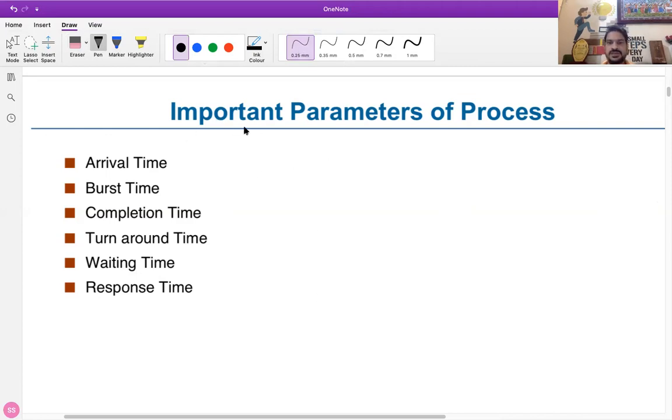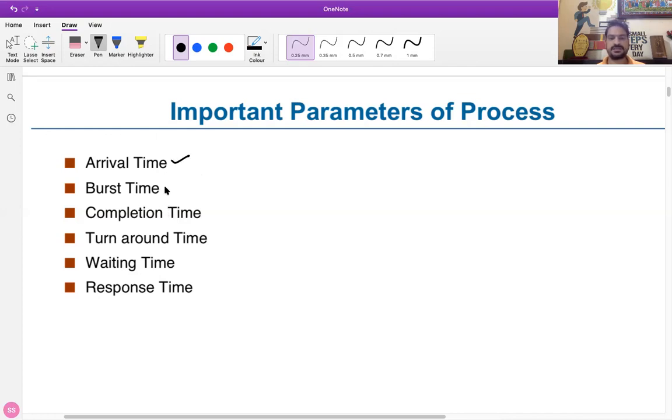Now here we have some important parameters of the process. Before going to CPU scheduling, we just see what the different parameters related to the process are. So the first is the arrival time. Arrival time is the time when a process will be allocated the main memory. It means when a process is in the ready state. That particular time is called arrival time.